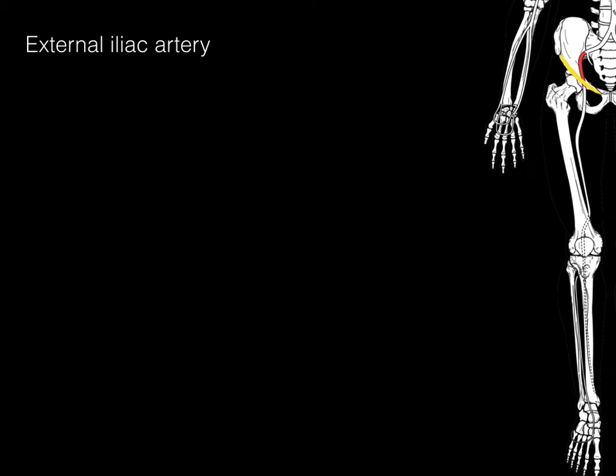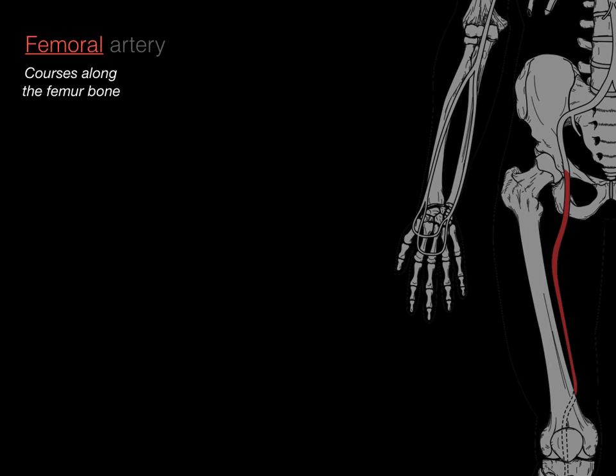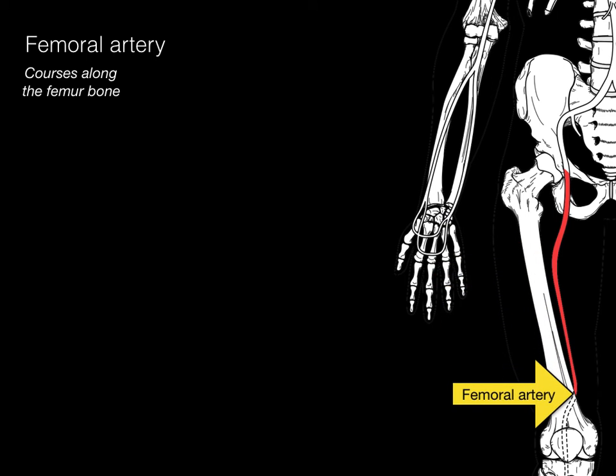So, external iliac artery, femoral artery. Okay? Now the femoral artery gets its name because it courses along the femur bone. And so there's our femur, and the femoral artery courses along the femur bone.